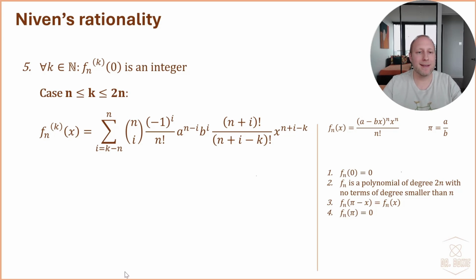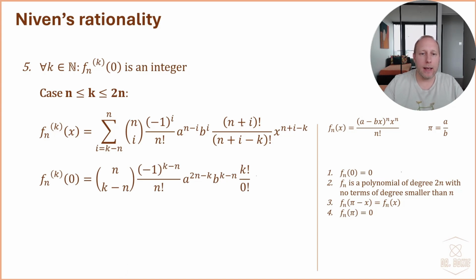What we want to show is that the kth derivative of fn at 0 is an integer. So what we do is we plug in 0 into this expression. Now when we do that, in this sum of some coefficients with x to some power, all the x to strictly positive powers will simply vanish when we plug in 0 into x. The only term out of this whole sum that will survive is the one where i is equal to k minus n, because in that case what we have here is an x to the power 0, which is just 1, so there is no x in it, and therefore that is the only term that will survive.